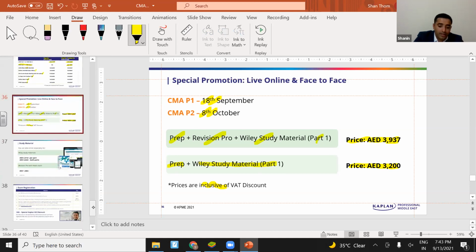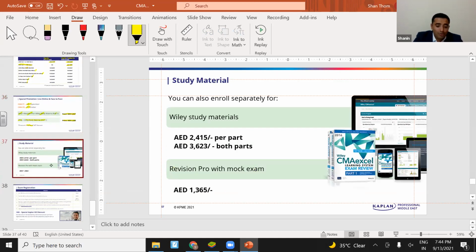Talking about study materials, in case you are one who really likes to study on your own, you can also enroll separately only for study materials. So it is 2415 per part. So part 1, part 2 individually is 2415. In case you want both the parts, it is 3623 for both the parts. And in case you just want Revision Pro and mock exam, it's 1365 dirhams.